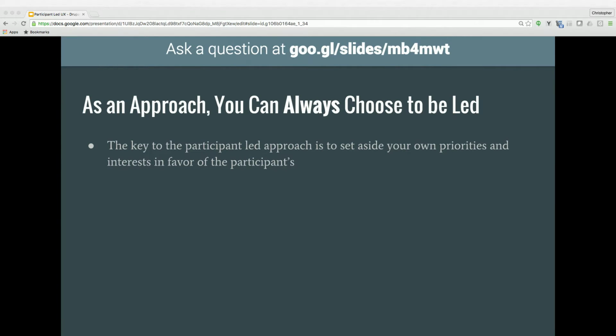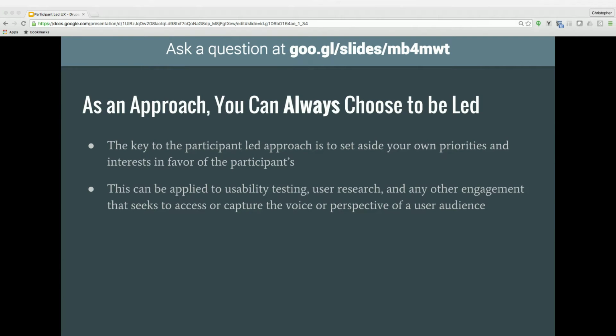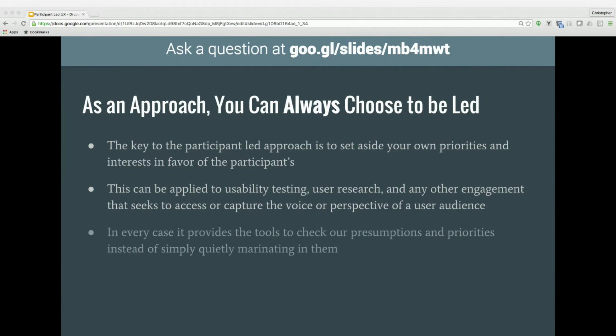You can use participant-led approaches for all of these things to make sure that you are not coloring the lens for them, telling them what you want them to tell you so that they reflect, confirmation bias-wise, your own priorities. This can be applied to usability testing, user research, and any other engagement that seeks to access or capture the voice or perspective of a user audience. So anytime you're talking to a user, you can choose to be participant-led.